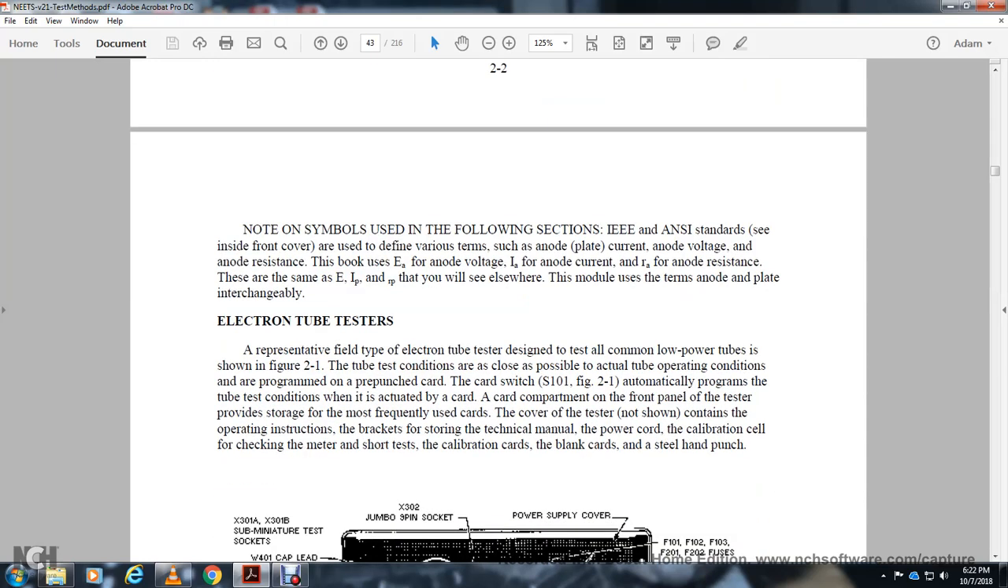Electron tube tester. The tester is designed to test all of the lower power tubes, as shown in figure 2.1. The tube testing conditions cover the possible actual operating conditions of the tube. The program of the pre-punched card switch S101, figure 2.1, automatically programs the test tube conditions. Cover the card component on the front panel, with the fuse F9 shown, the technical manual, power cord, and calibration cell, then check with the meter.